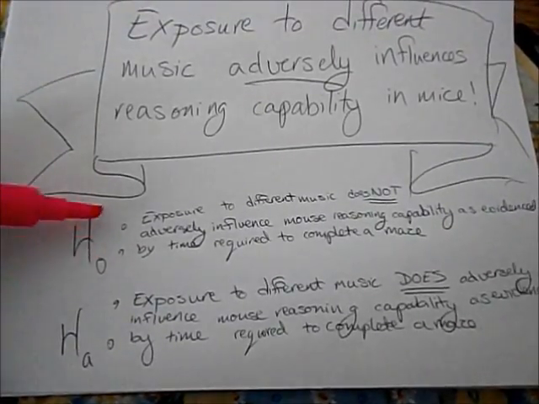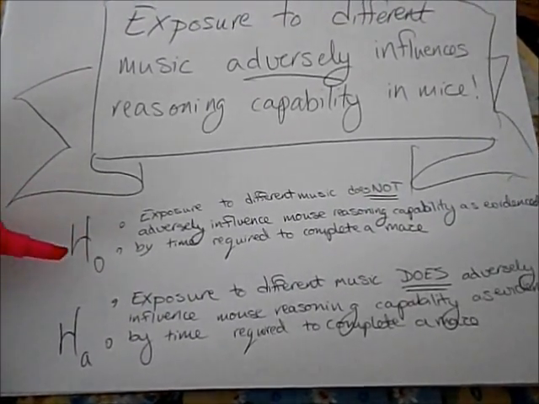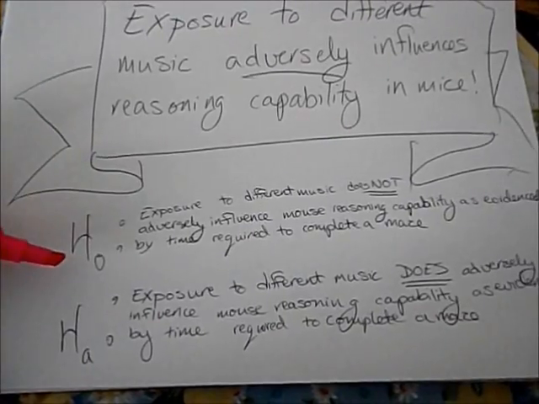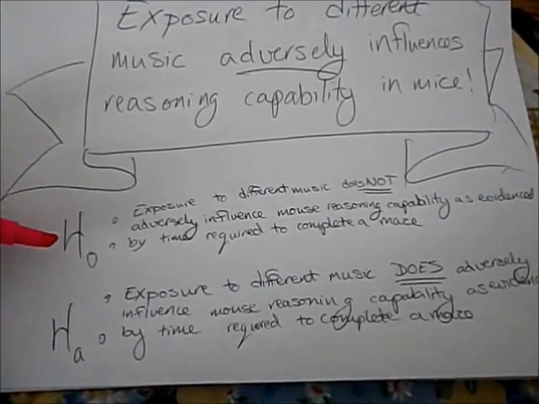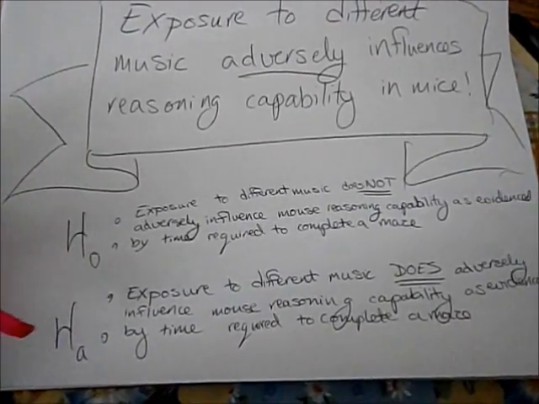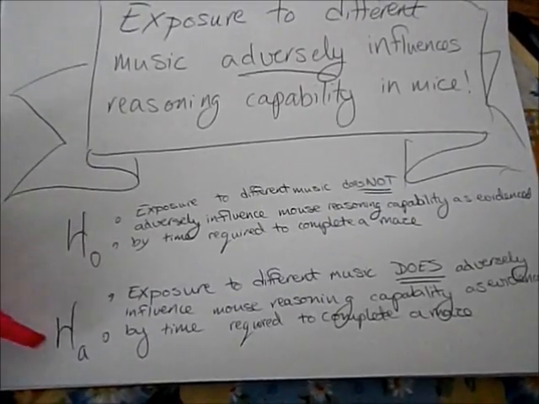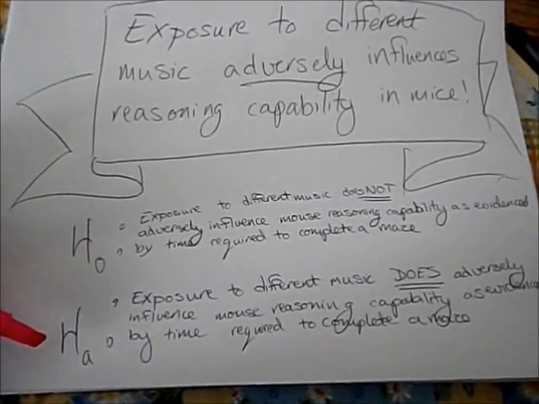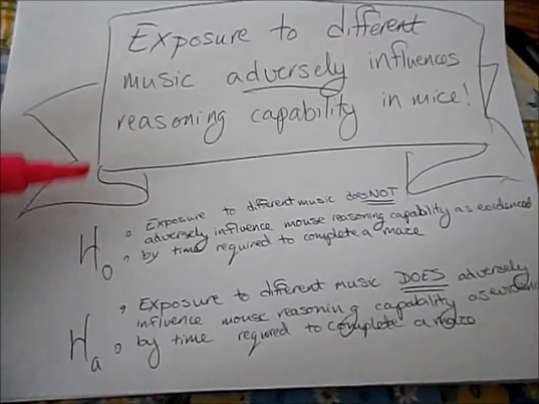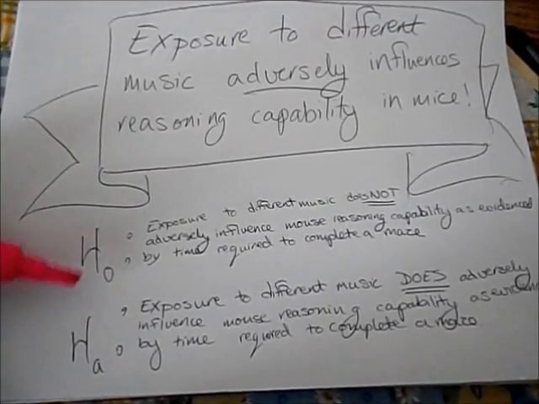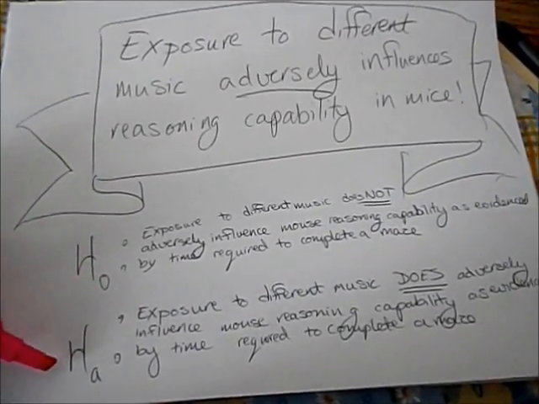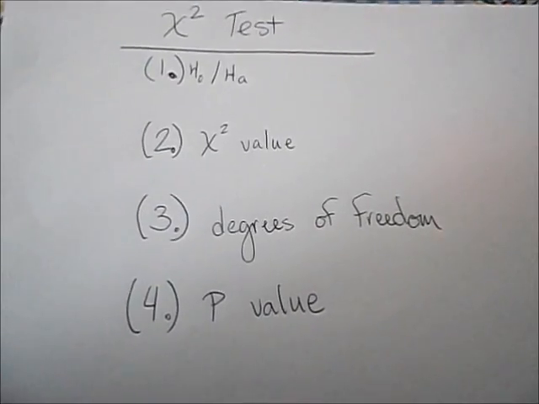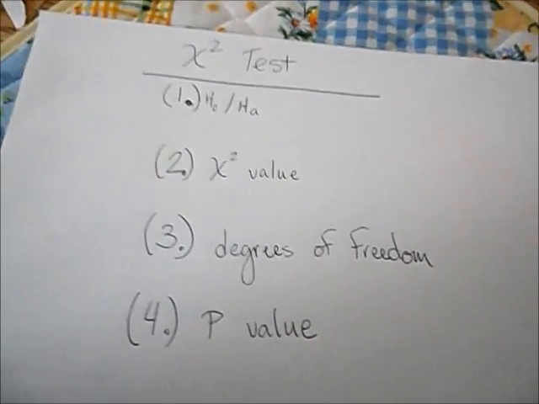So our null hypothesis here encompasses all the mice that did okay, that did the same, and that did better. The alternate hypothesis here just cares about the mice that did poorly. All right, so you need to really consider what you are trying to test when you write the null hypothesis and when you write the alternate hypothesis.